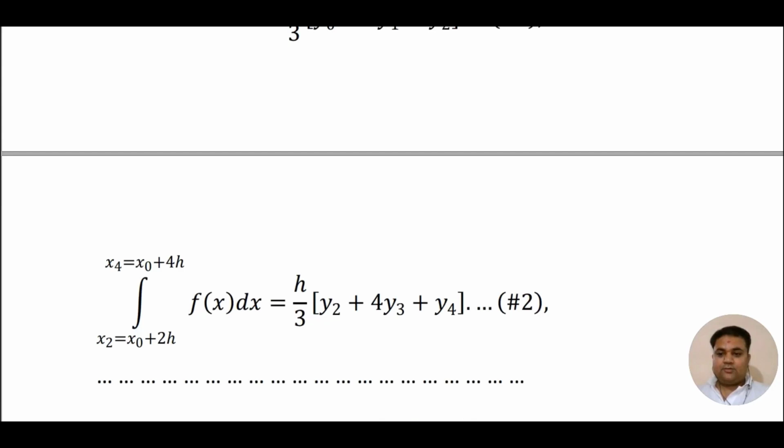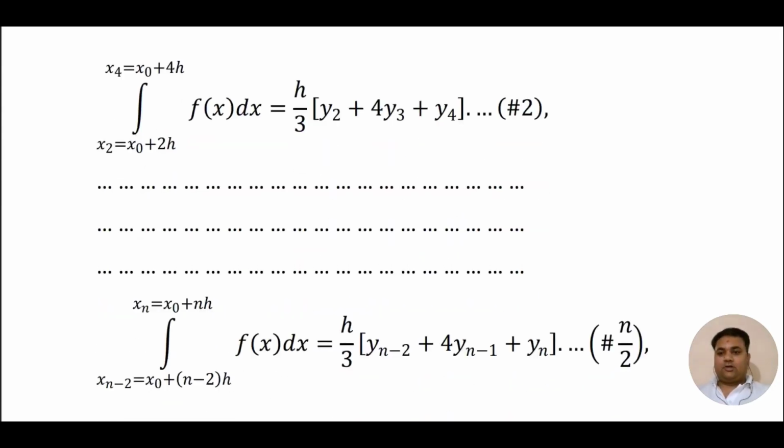In the same way, for the second strip, you will start with x2 and go up to x4, and that is h by 3 times (y2 plus 4y3 plus y4). And finally the last strip goes up to xn. So in total you will have n by 2 parts of your whole interval, and the resultant value for this integral is h by 3 times (yn minus 2 plus 4yn minus 1 plus yn). So these are n by 2 integrals.